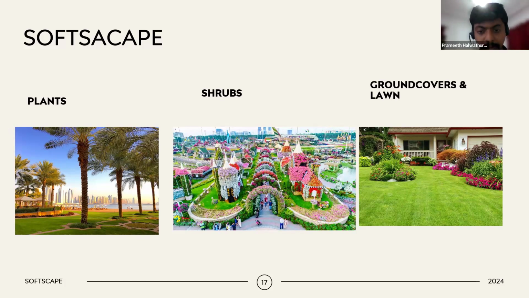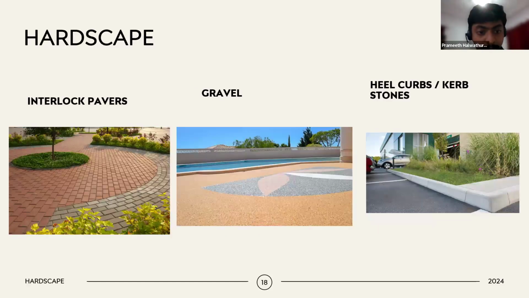And hardscape, mainly interlock pavings we have, you can see here. In Sri Lanka also, we are using more interlock pavings. You can see softscape here also. And the gravel here, they have some gravels. In the roundabout area, we are using gravels. And heel curbs, you can see the curbstone heel curbs here. We are using them for the hardscape as well as the water features. We have some water features, fountains we are using.